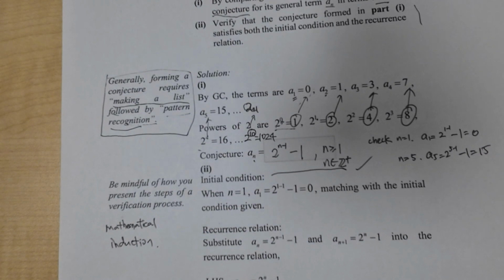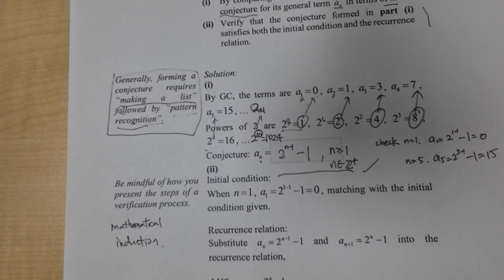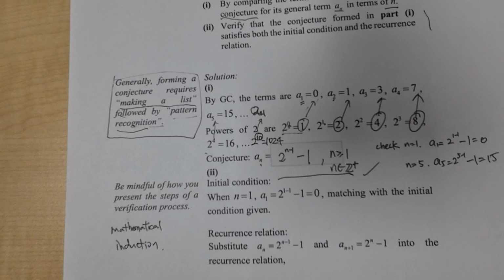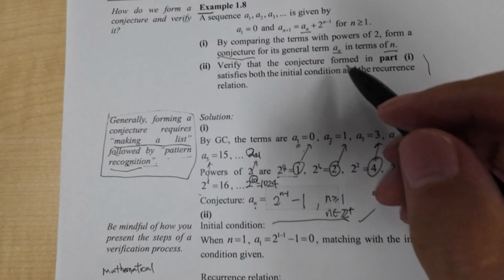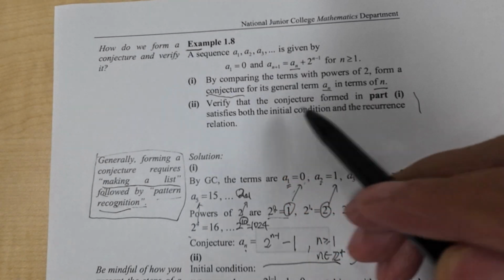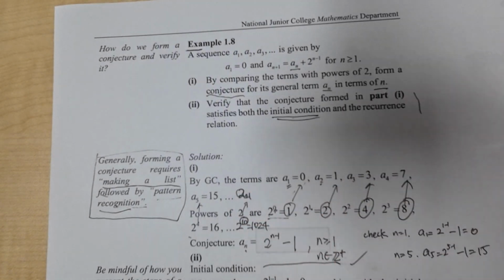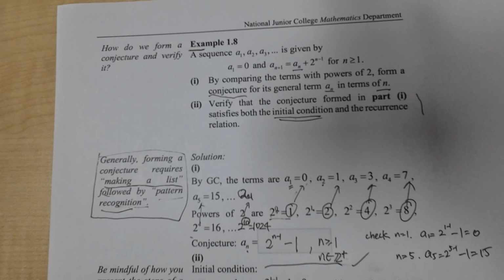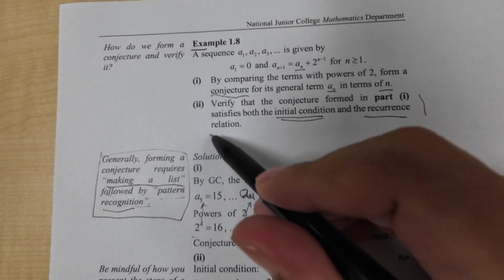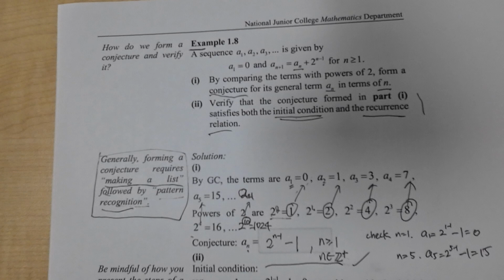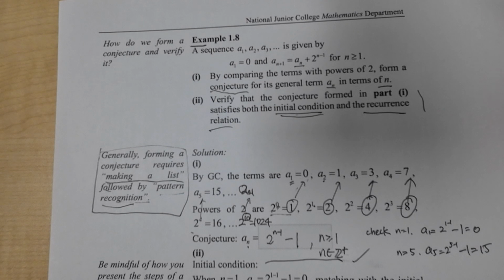Okay, so there's another way to verify that this conjecture in part 1 is really correct for all the terms. You just need to verify 2 things. One, you need to verify that this conjecture satisfies the first term, in other words, the initial condition, right? The second one, the conjecture should also satisfy the recurrence relation. Okay, so we do the verification.